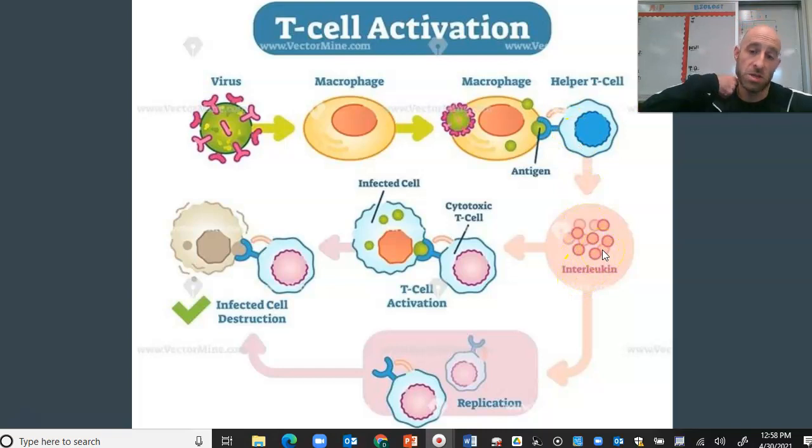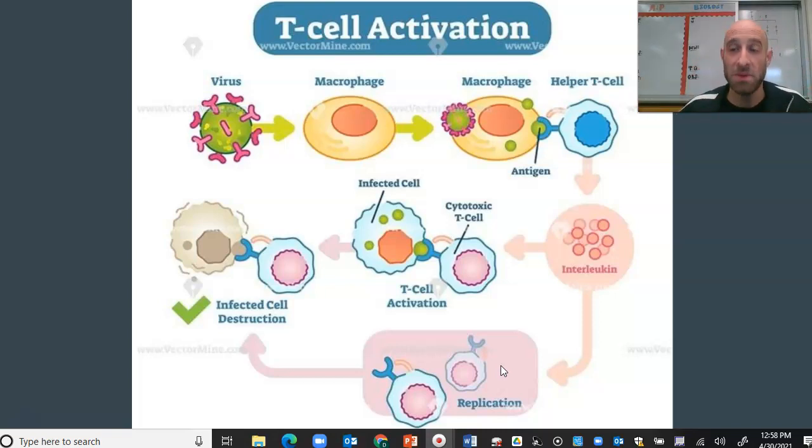And interleukin does 2 things. One thing it does is it triggers the B cells to get working, which I talked about a minute ago, and then it also triggers these cytotoxic T cells to go out and start getting rid of the virus. And it also triggers the replication of more helper T cells. So basically this process is going to trigger more of itself.